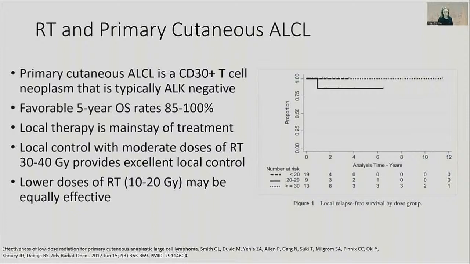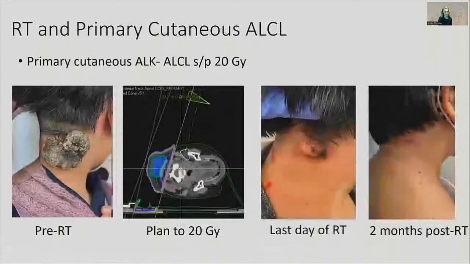There are studies historically showing excellent local control with what we would call moderate doses of radiation therapy, between 30 and 40 gray, but our group has really investigated even lower doses of radiation therapy and shown that the outcomes are still quite good. These are doses of 10 to 20 gray, or even perhaps less, which we'll see in just a minute.